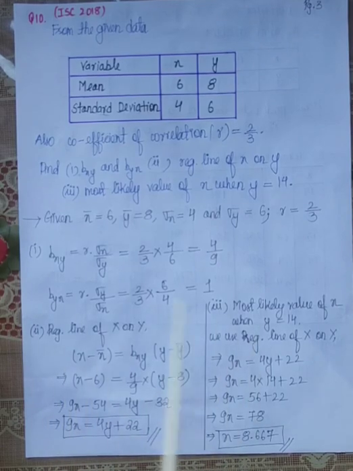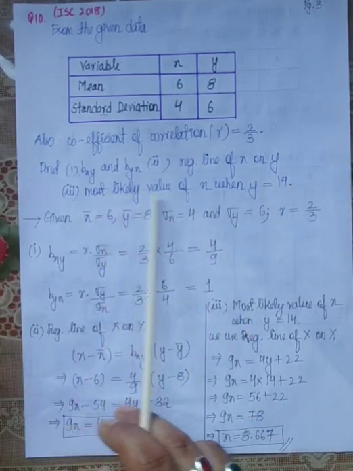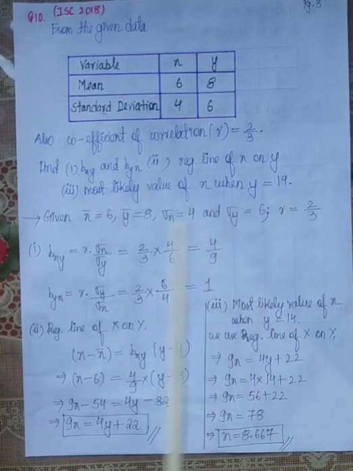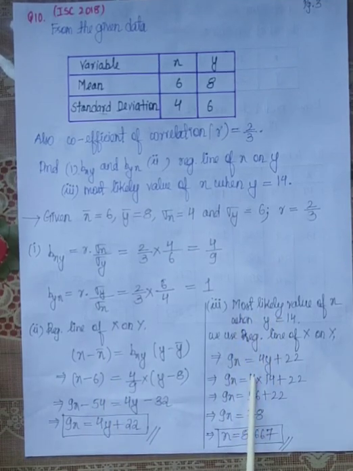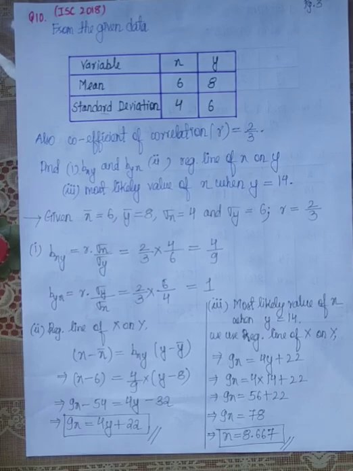Okay, the third one is to find the value for x when y is equal to 14. So when you're asked to find the value for x when y is 14, use the regression line of x and y, which is this. So put the values out here, the value for y is 14, and then finally dividing by 9, we get x equals 8.667. I hope you're clear. Pause the video, note down.